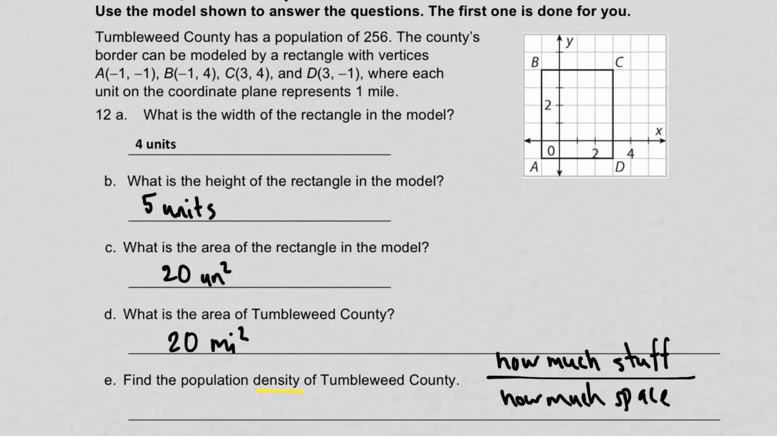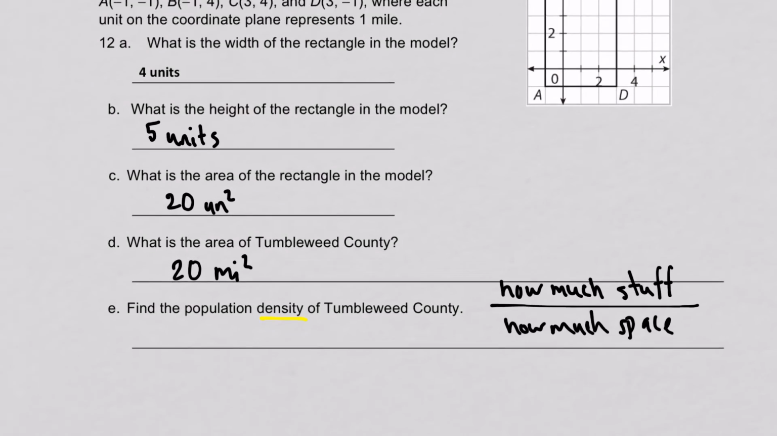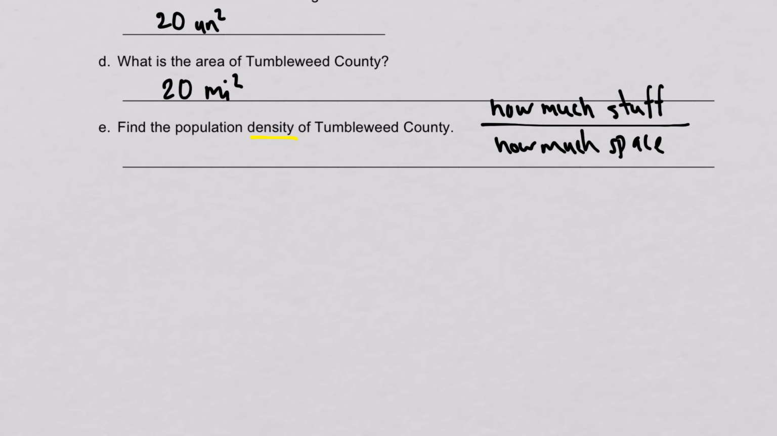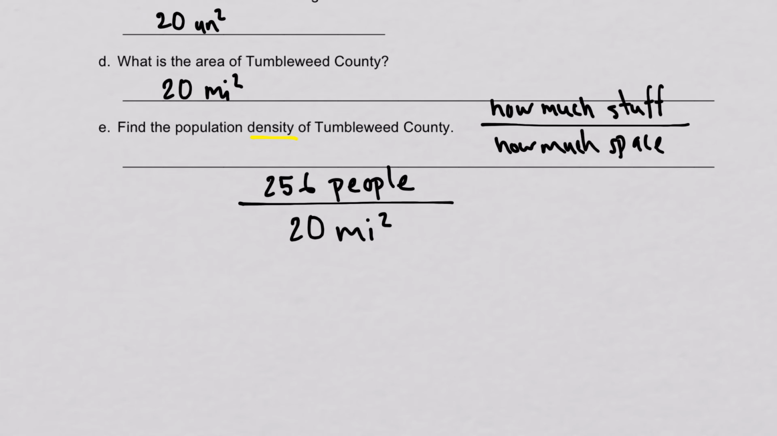Okay, so in this case, how much stuff means how many people? 256. Let's scroll up to see it better. 256 people. And how much space is the square mileage or the area of Tumbleweed County, which is 20 square miles. So the population density, basically, just go ahead and divide that out, and I get 12.8 persons per square mile.